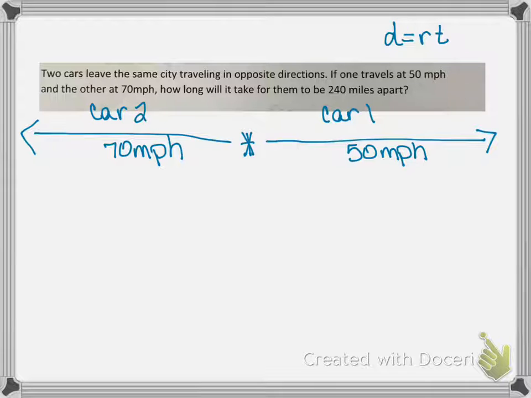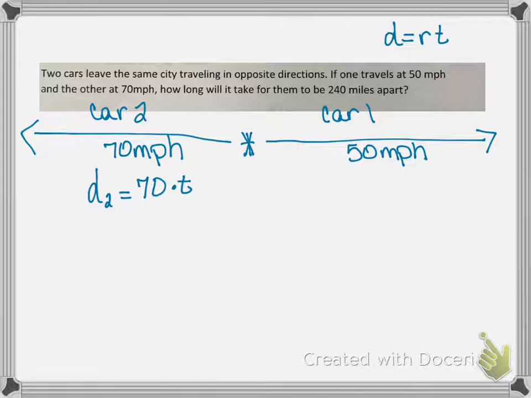Okay. So what I hope you have, and this is what I want. So the distance that my car 2 travels is 70 miles per hour times the time. Okay? Now my time is the same in both of these because they left the same city at the same time. So distance 2, that's only for my car 2, is 70 times t.